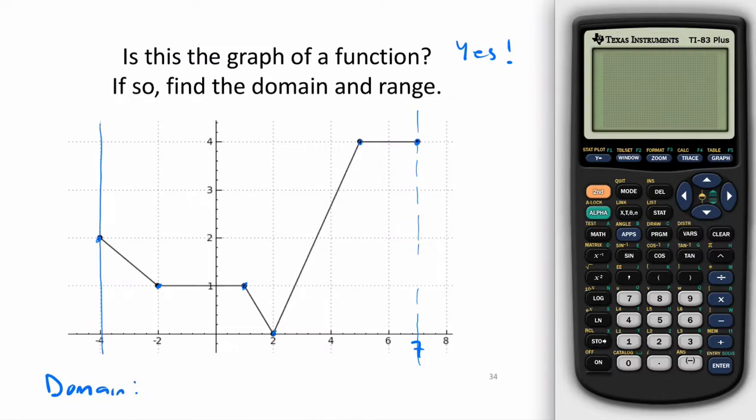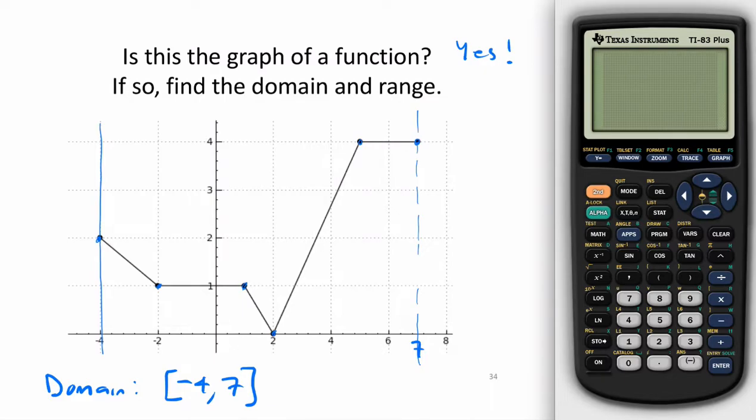The domain of the function would be every real number between -4 and 7, including -4 and 7. So it's the interval on the real number line from -4 to 7: all real numbers between -4 and 7, including the endpoints, -4 and 7.